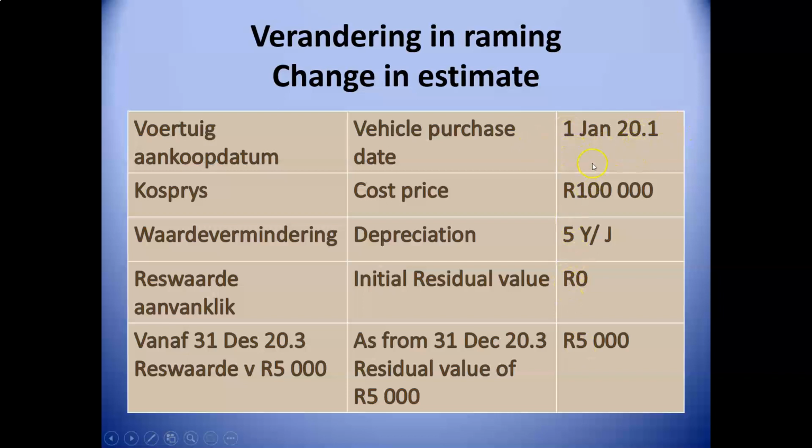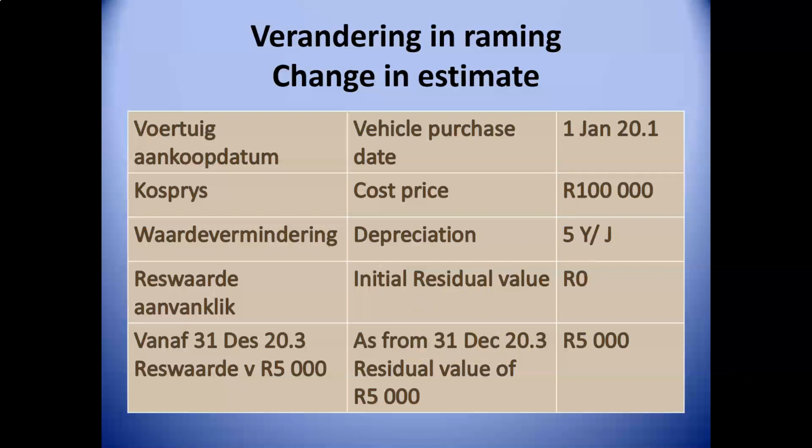So at 31 December 21, we have made provision for 20,000 Rand of depreciation. So the carrying value at the end of 21 was 80,000. At the end of 22, we have provided another 20,000 of depreciation. So our accumulated depreciation was 40,000. Our cost price was 100,000. So our carrying value as at 1 January 23, the beginning of the current financial year, was then 60,000 Rand.